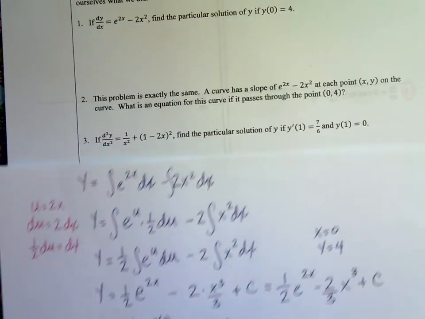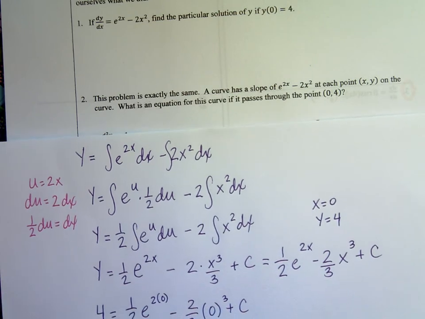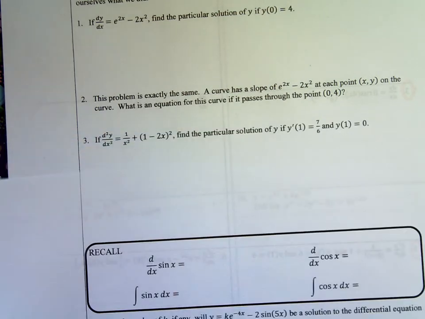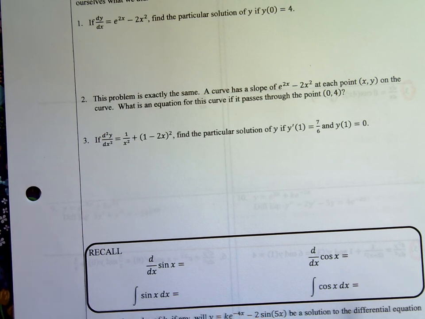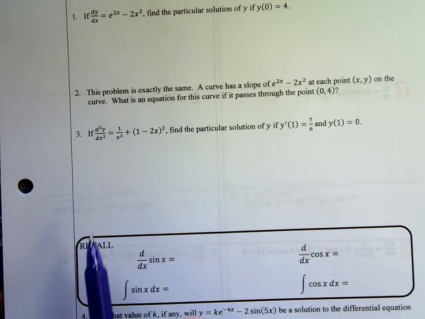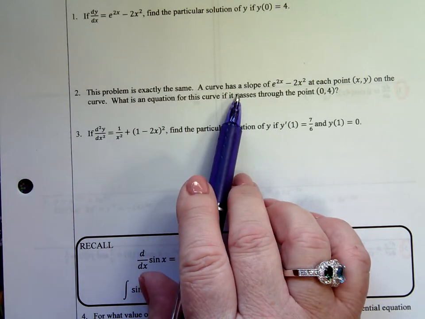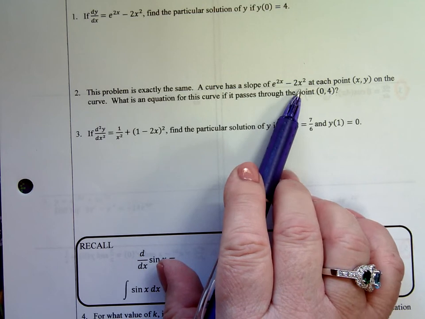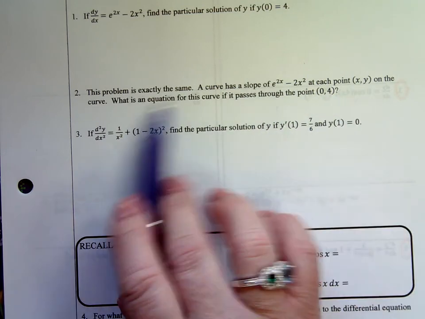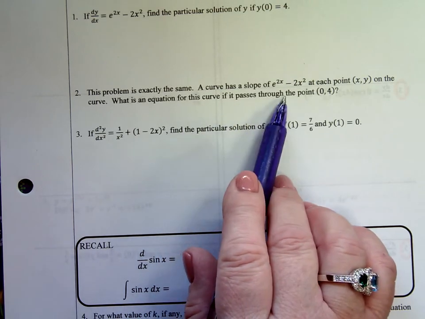Okay. This problem is exactly the same, except the way that they're asking the question is different. So for number 2, let me take this away for a minute so we can just concentrate on number 2. This problem is exactly the same as what you just did in part 1. A curve has a slope of e to the 2x minus 2x squared at each point x, y on the curve. What is an equation for this curve if it passes through the point 0, 4?